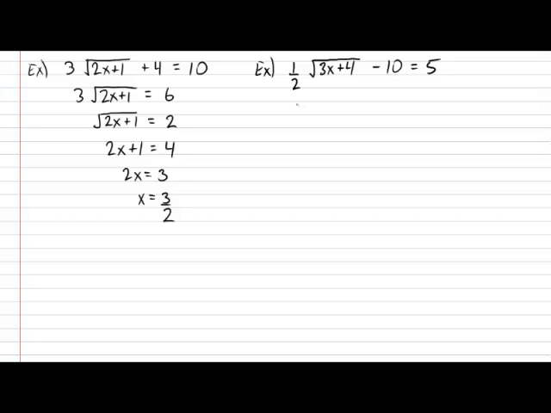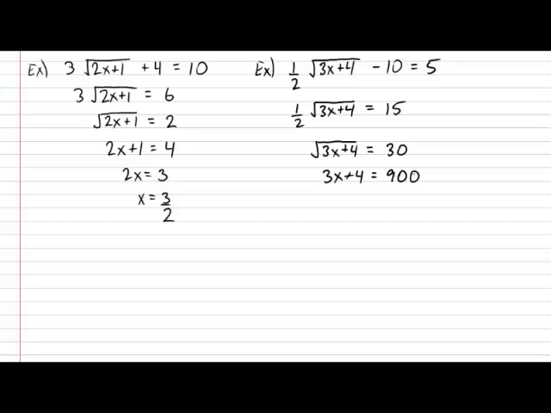So first things first. 1/2 multiplied by the square root of 3x plus 4. Let's move the negative 10 over. That will give us 5 plus 10, which is 15. And then let's move the 1/2 over. So that will give us square root of 3x plus 4 is equal to 15 divided by 1/2, which gives us 30. Now that our square root expression is isolated, let's square both sides. That will give us 3x plus 4 is equal to 900.